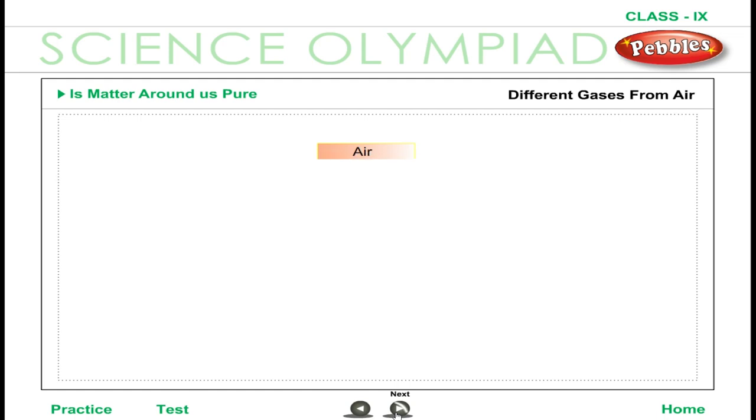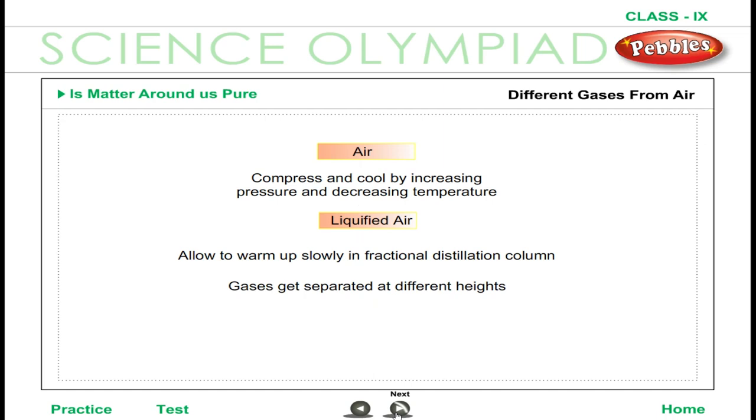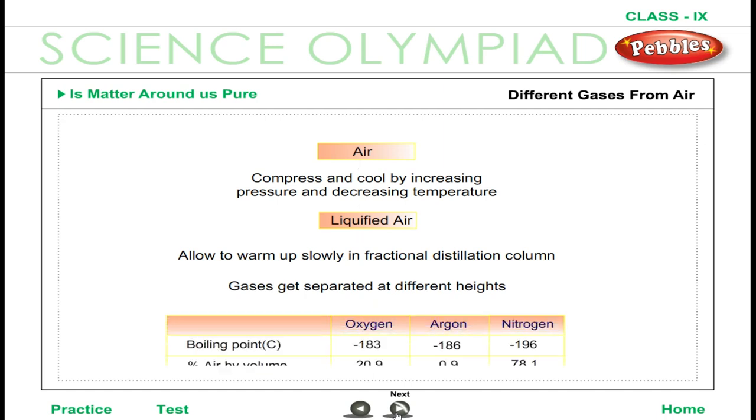Different gases from air. Air is a homogeneous mixture and can be separated into its components by fractional distillation. The flow diagram shows the steps of the process. If we want oxygen gas from air, we have to separate out all the other gases present in the air.